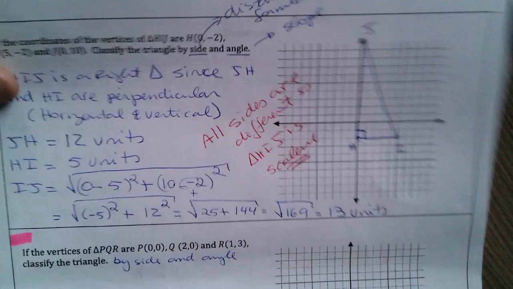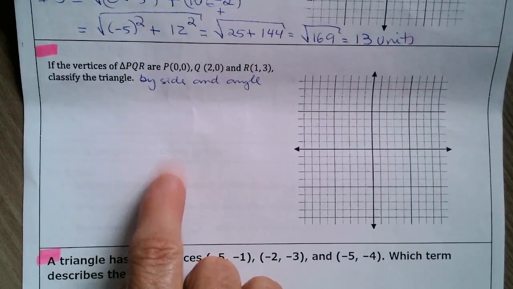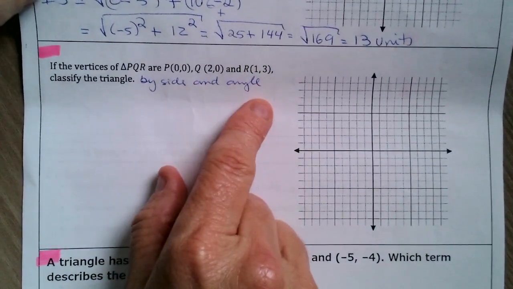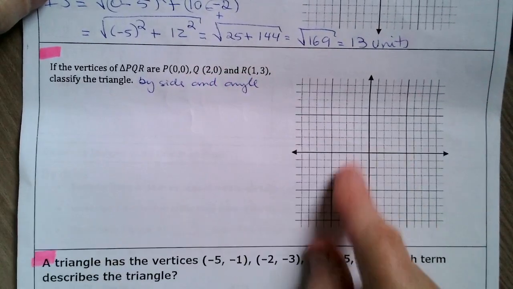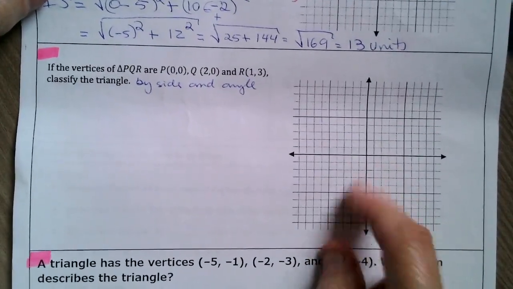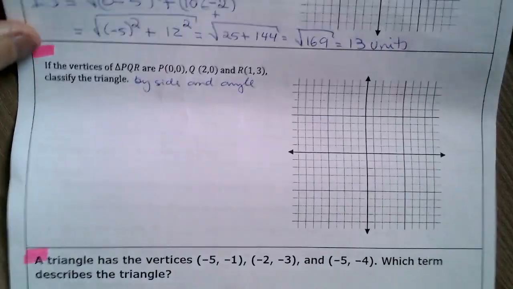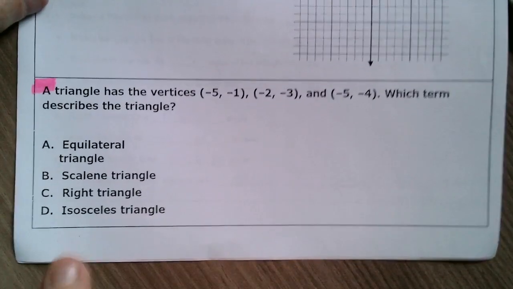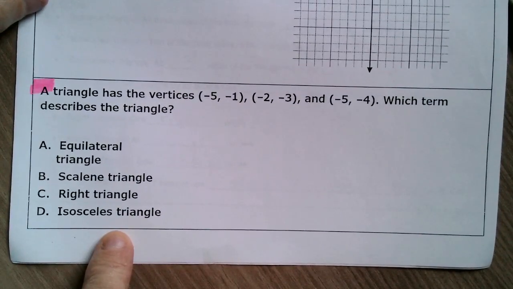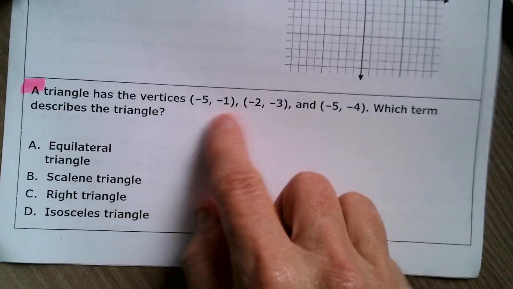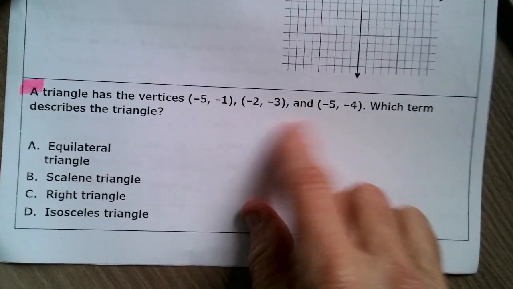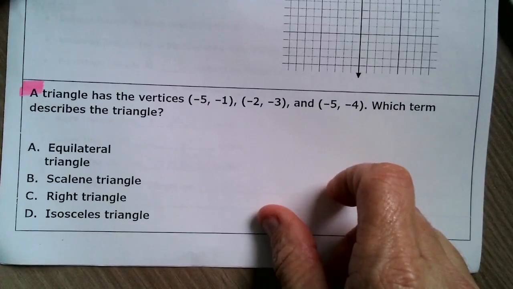Okay, next two problems you're going to do on your own. This one, again, you're classifying by side and by angle. Graph it out, have a little intuition of what it is, and then show. And then this one, you're also doing on your own. I strongly recommend you plot, graph it out so that you can have an idea.